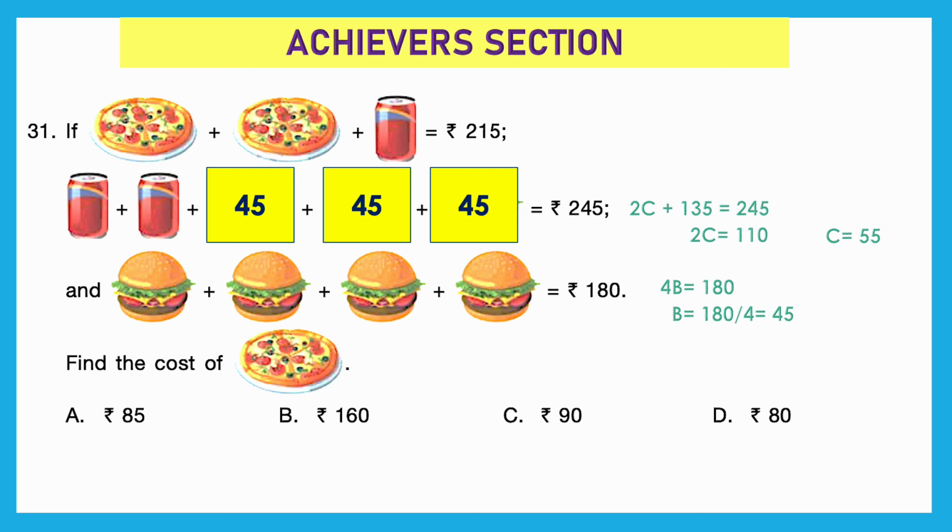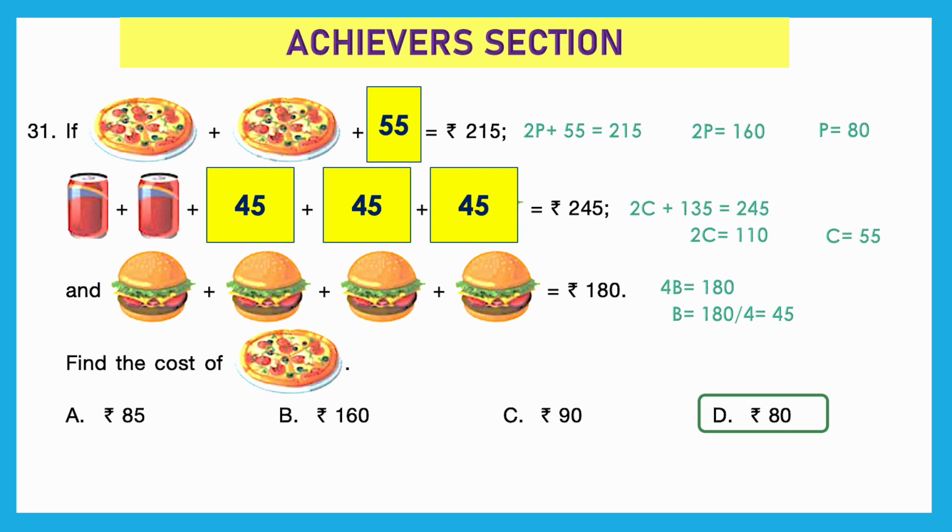Now we have the value of can also. We'll put that value in the first equation. Let's do that. Now 2 pizzas plus 55 rupees is equal to 215. Now 2 pizzas will be equal to 215 minus 55, which is equal to 160 rupees. So 1 pizza will cost you 160 divided by 2. That is 80 rupees. Here the right answer is option D, 80 rupees.